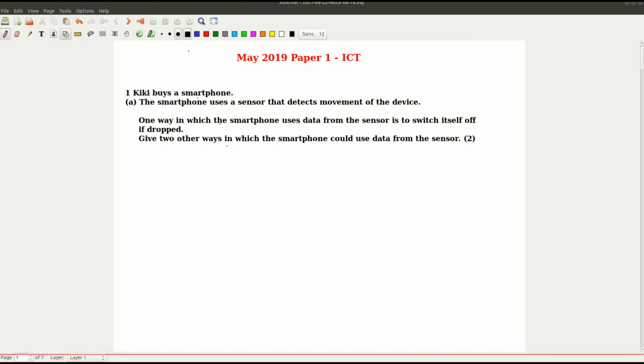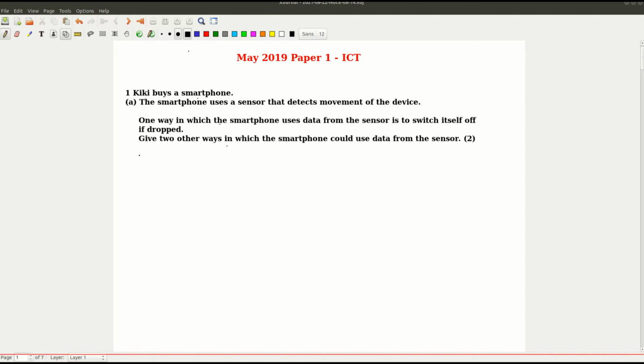So the first question is about Kiki, who buys a smartphone. The smartphone uses a sensor that detects movement of the device. One way in which the smartphone uses data from the sensor is to switch itself off if dropped. Give two other ways in which the smartphone could use data from the sensor. So here, when Kiki somehow mistakenly drops her phone, it automatically switches off by taking data from the sensor. So we have to write two other ways the smartphone uses data from the sensor.